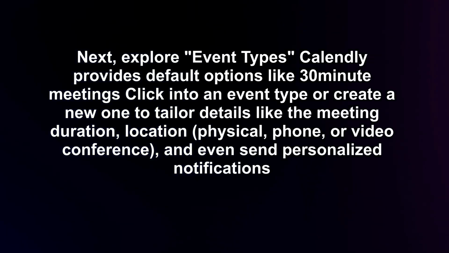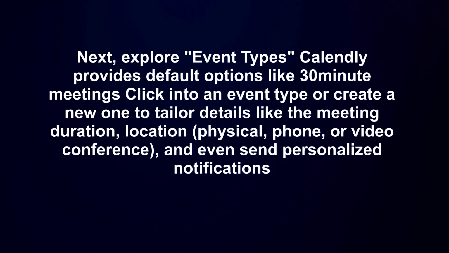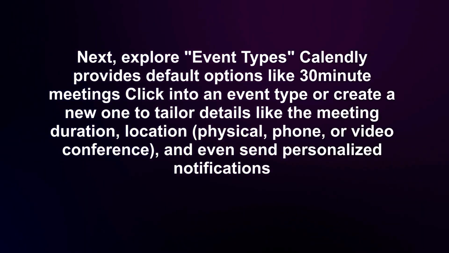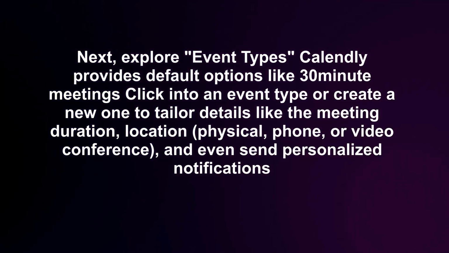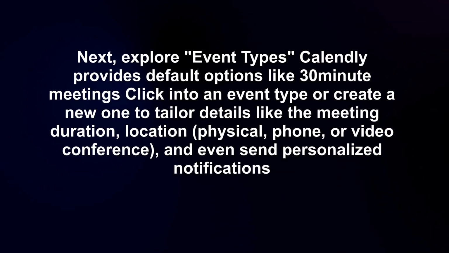Next, explore event types. Calendly provides default options like 30-minute meetings. Click into an event type or create a new one to tailor details like the meeting duration, location, physical, phone, or video conference, and even send personalized notifications.